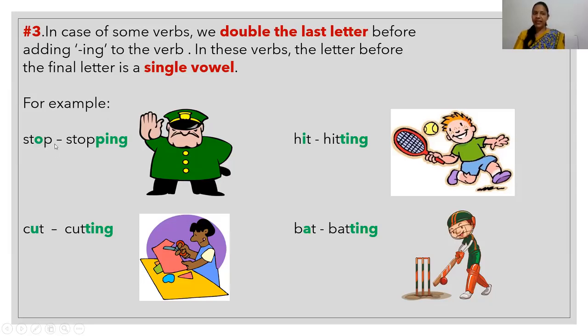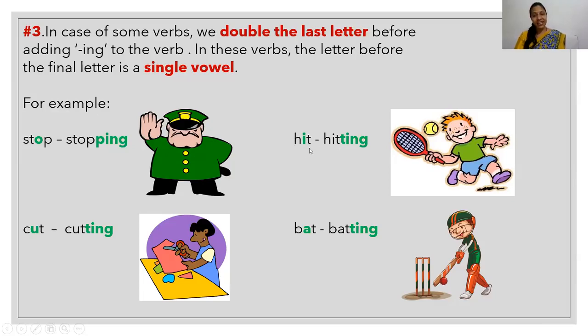Here, the final letter is P and before P, we have a single vowel O. So, what will we do to convert it into its ing form? We will double the final letter P. That is, we will write S-T-O-P-P and then add ing. So, the ing form of verb stop is S-T-O-P-P-I-N-G.